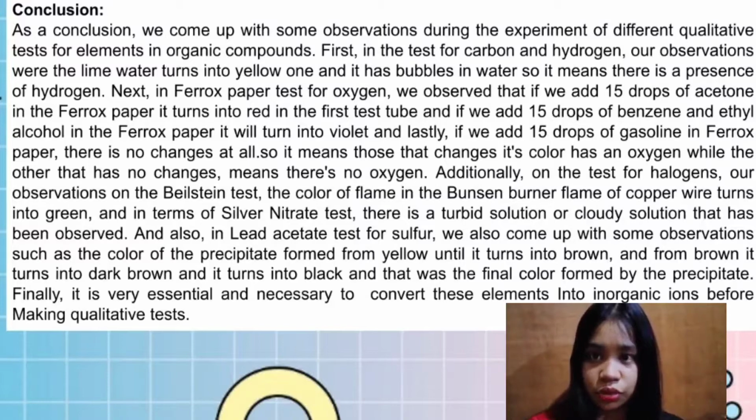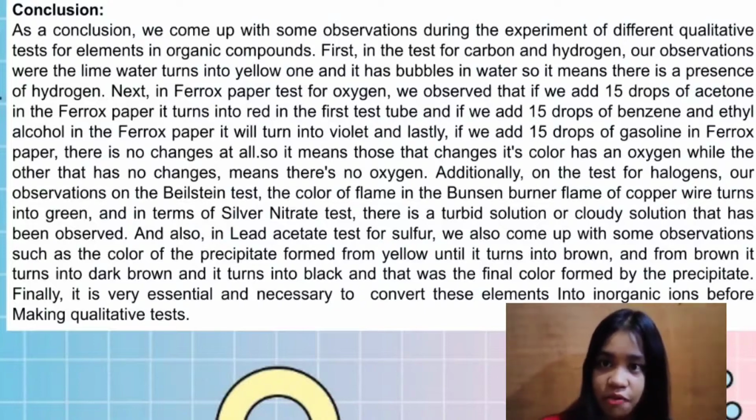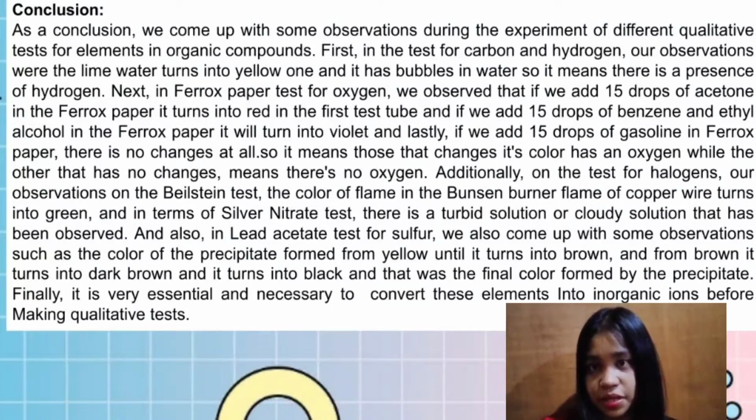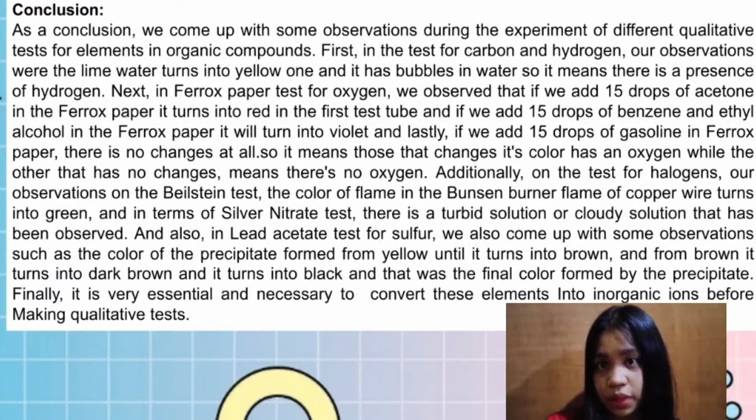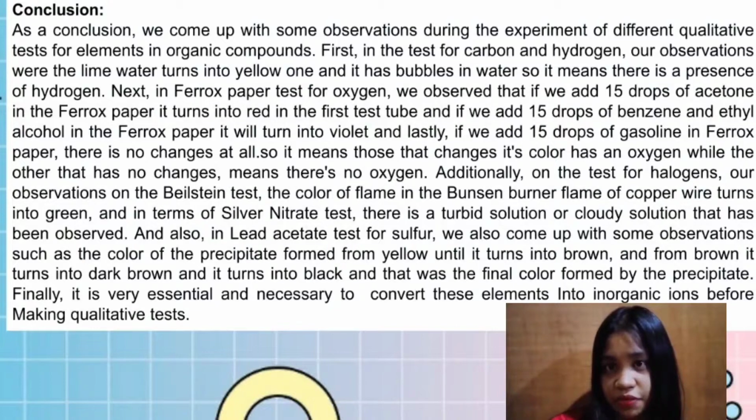As a conclusion, we came up with some observations during the experiment of different qualitative tests for elements in organic compounds. First, in the test for carbon and hydrogen, our observations were that the lime water turned yellow and there were bubbles in the water, so it means there is a presence of hydrogen. Next, in the Ferrox paper test for oxygen, we observed that if we add 15 drops of acetone in the Ferrox paper, it turns red in the first test tube. If we add 15 drops of benzene and ethyl alcohol in the Ferrox paper, it will turn violet. And lastly, if we add 15 drops of gasoline in Ferrox paper, there's no change at all.